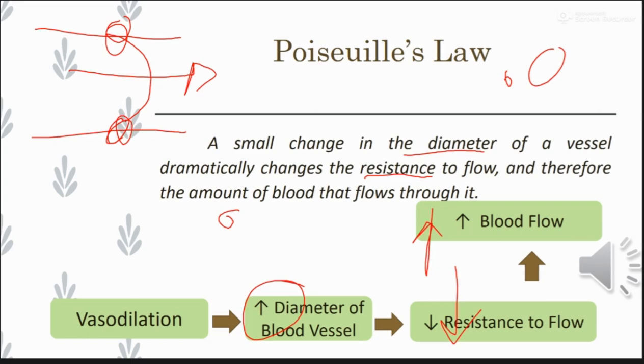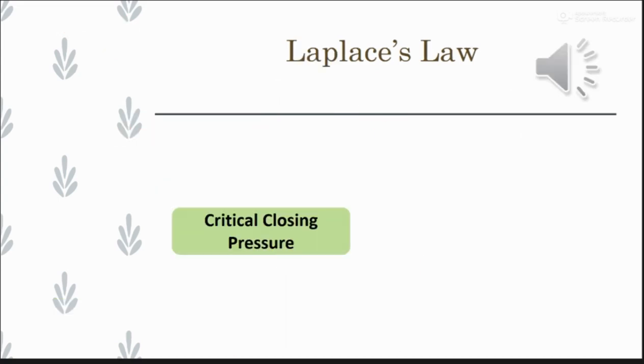During exercise, we can apply Poiseuille's law. Heart rate and stroke volume increase, because your heart beats faster and pumps more since your body needs it. So the blood pressure in the aorta will also increase. In addition, the blood vessels in your skeletal muscle, for example when you exercise your biceps, will dilate because there should be more blood flow there. So the diameter increases, resistance decreases, and more blood flows to the part you are using. Now let's go to another law, Laplace's law.